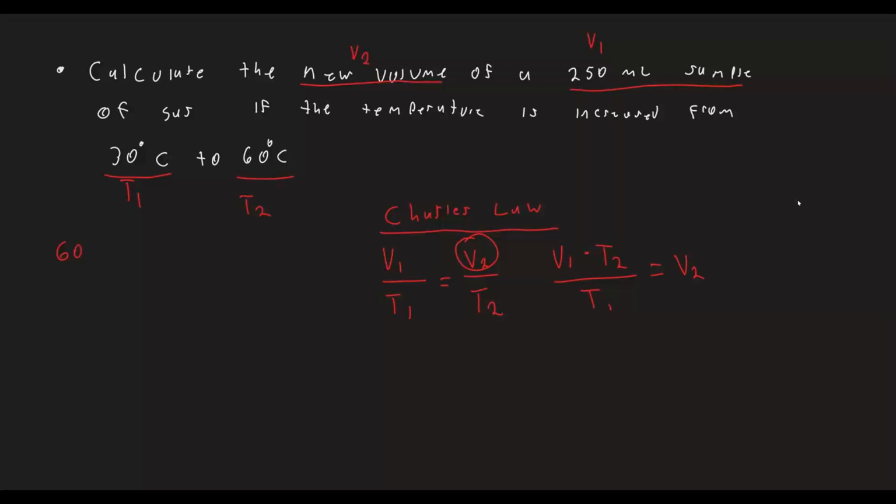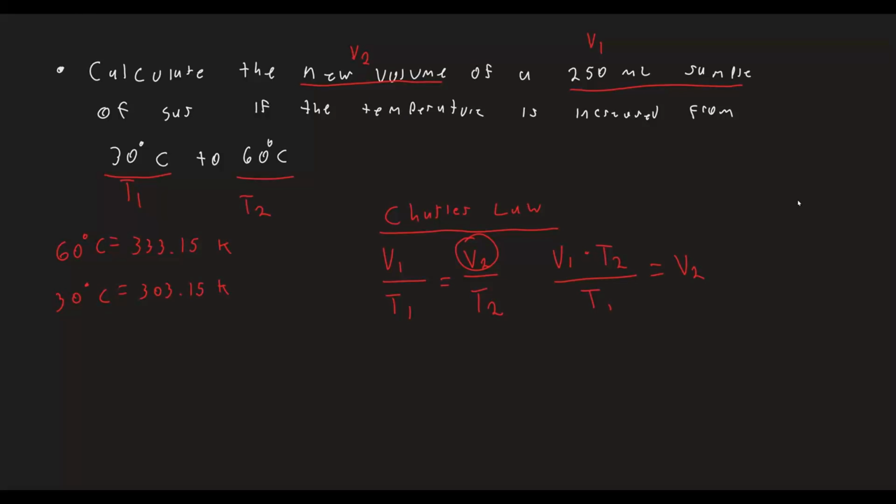So 30 degrees C. We should always be in Kelvin for these equations unless otherwise stated. This will give us 333.15 Kelvin. This will give us 303.15 Kelvin. So this is all the information that we need to know to solve this problem. And let's just plug in all of our values.